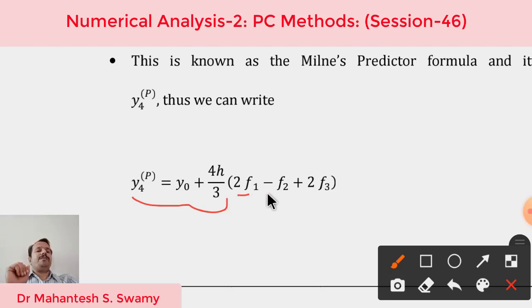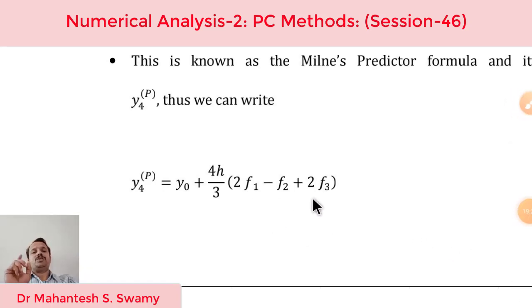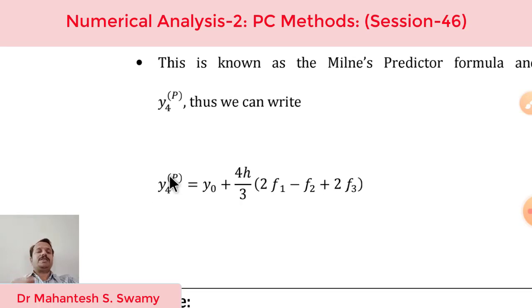Within the bracket 2f1 minus f2 plus 2f3, these are the three terms involved, and you calculate what is f1. F1 is nothing but f at x1 comma y1. What is f2? F value at x2 comma y2, like that. So these three values can be computed and substituted to evaluate the value of y4, and this value is called the predicted value. So this is the predictor formula. It is not the iterative formula, therefore we have to do it only once. It is a direct formula. It explicitly gives us the answer.